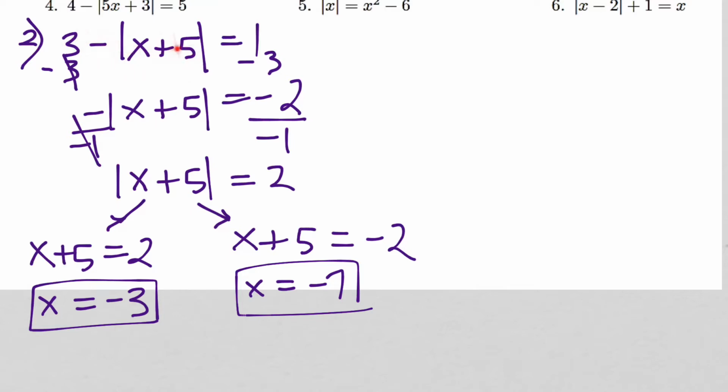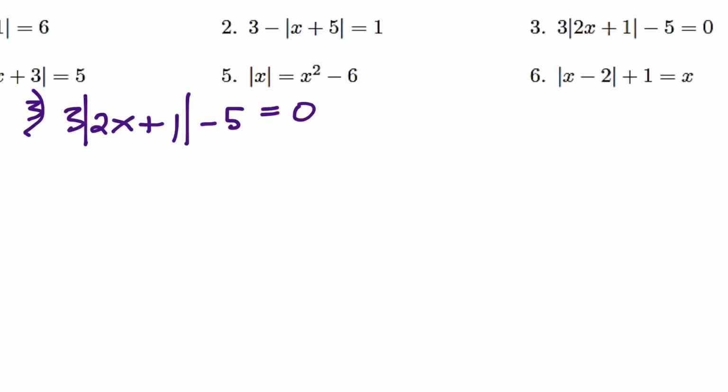3 minus 2 is 1. This one checks out. If you put negative 7 back in here, you'll get negative 7 plus 5 is negative 2. Absolute value of negative 2 is 2. 3 minus 2 is 1. This one also checks out. So good job. Let's take a look at number 3.